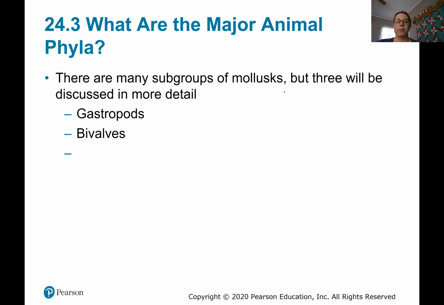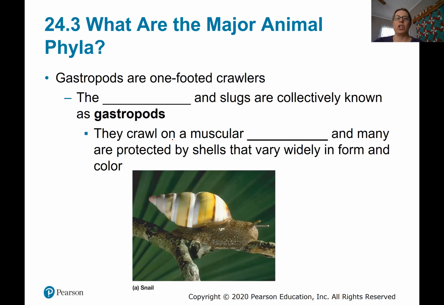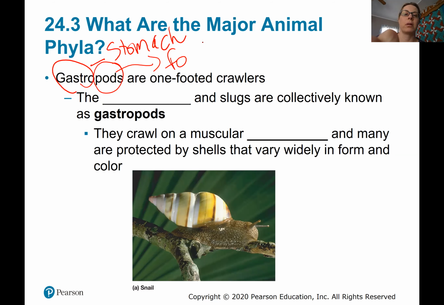So there's 3 groups of mollusks that we'll talk about: gastropods, bivalves, and cephalopods. So to kind of help look at what these words mean, gastro refers to the stomach. Okay, and pod, or poda, refers to the foot. It literally means the foot or appendage.